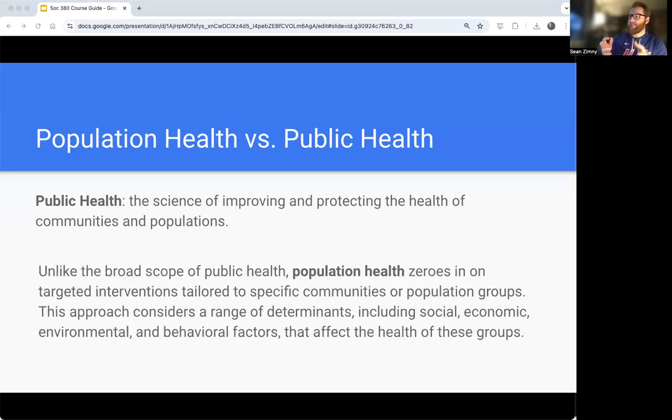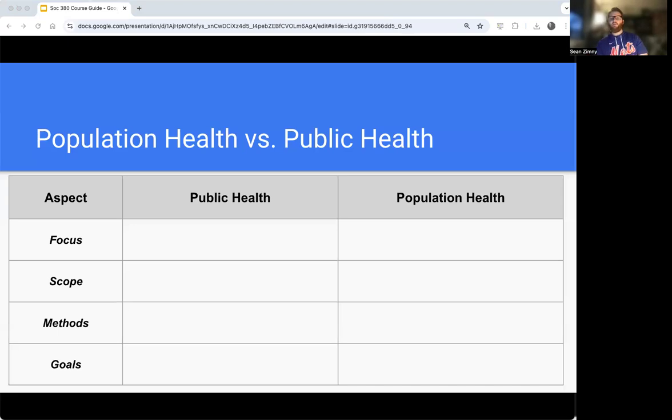Public health is the science of improving and protecting the health of communities and populations. And then, unlike the broad scope of public health, population health zeroes in on targeted interventions tailored to specific communities or population groups. The approach of population health considers a range of determinants, including social, economic, environmental, and behavioral factors that affect the health of these groups. So you're starting to see the differences a little bit. I'm going to lay it out for you in terms of a table. And so let's dive into that right now.